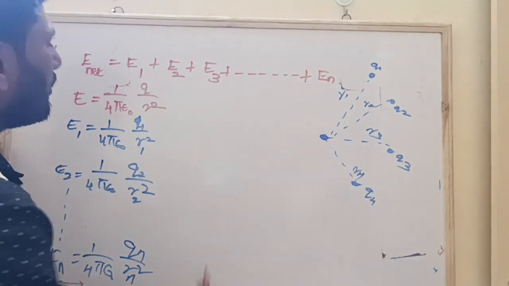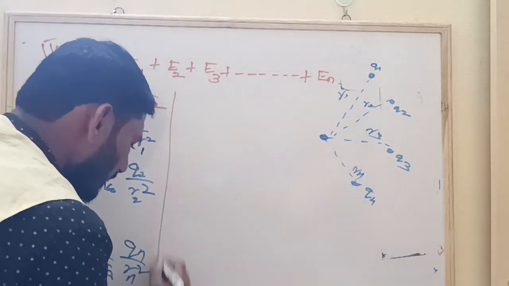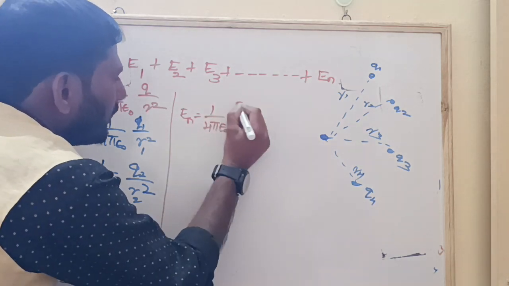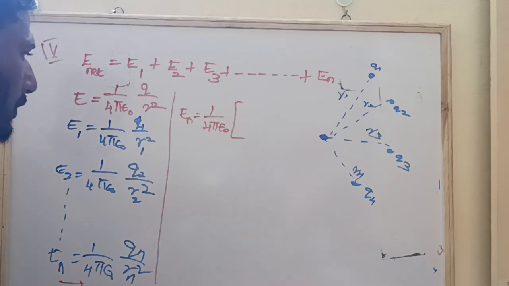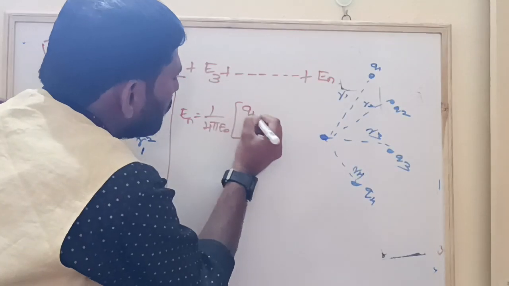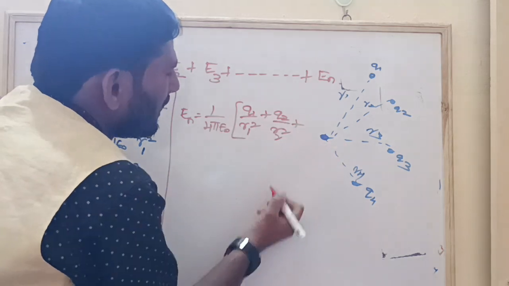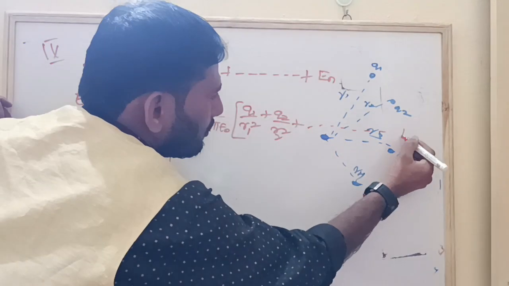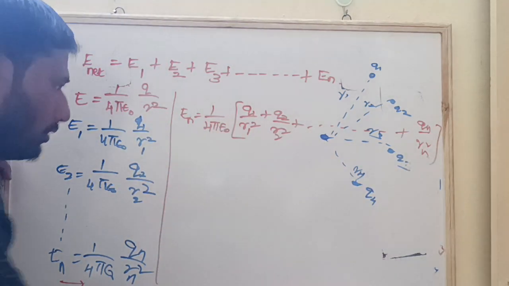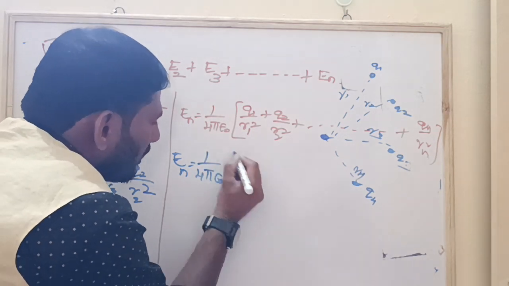You can substitute all these values in this equation. Then the net electric field E is equal to 1 divided by 4 pi epsilon naught, which is common in all the equations, so you can take it outside. What is left is Q1 divided by R1 square plus Q2 divided by R2 square plus etc. plus Qn divided by Rn square. So E net is equal to 1 divided by 4 pi epsilon naught times this sum, a very easy one.